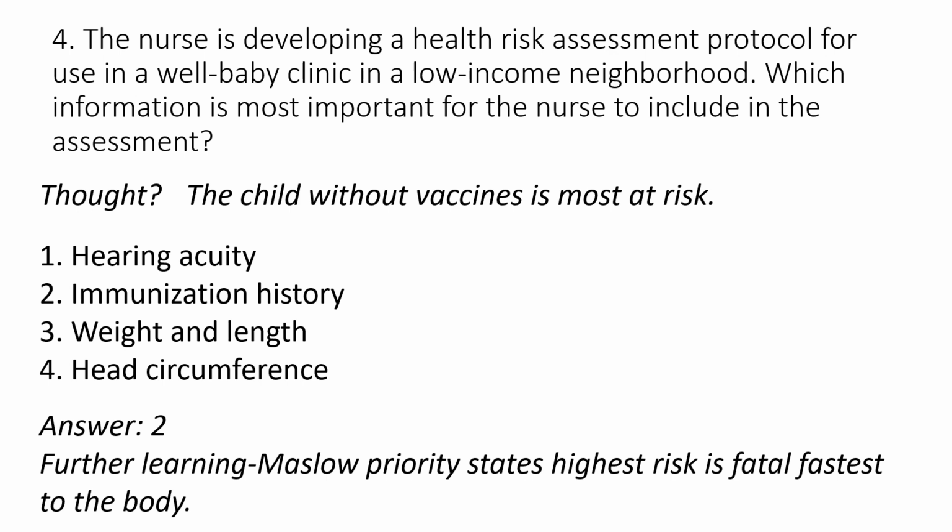And so weight and length might have pulled you a little bit here, but it would take a while to have big problems due to, like, weight. However, catching disease, that could hurt you a lot faster. So that is why number 2 is the most important item to assess in determining somebody's health risk.